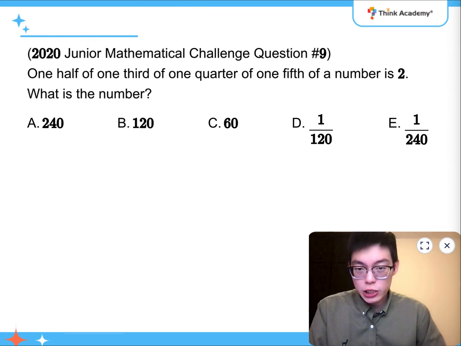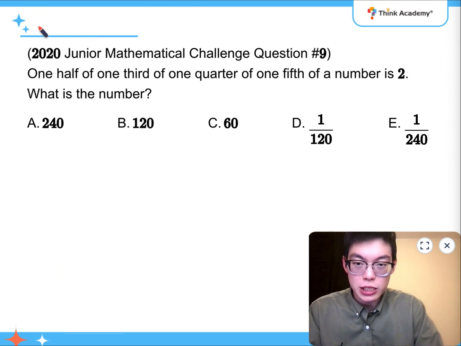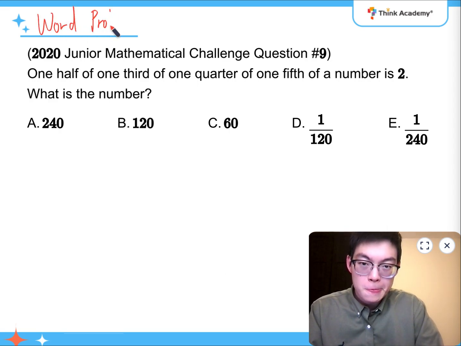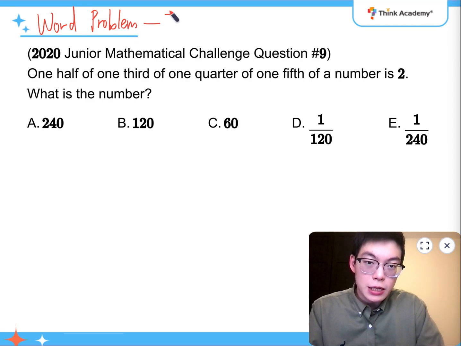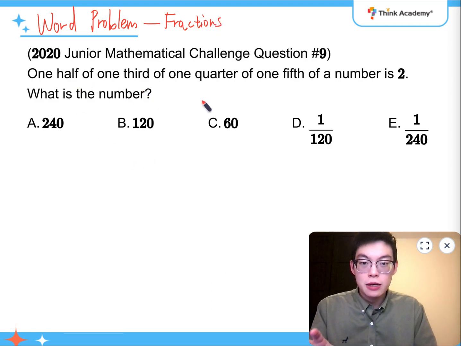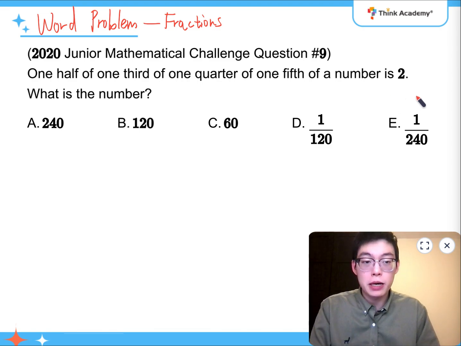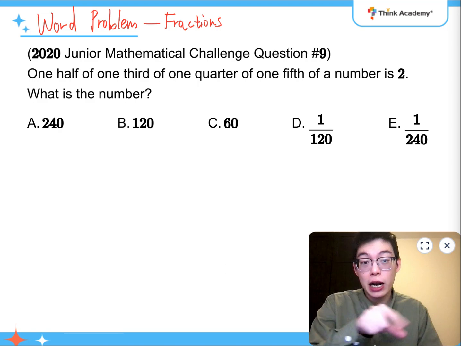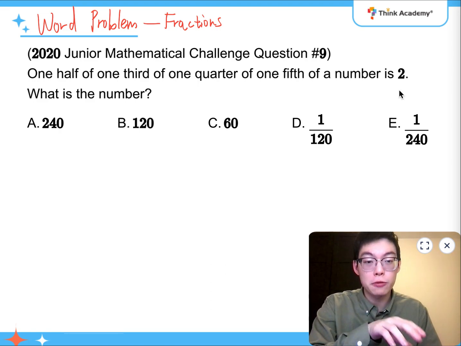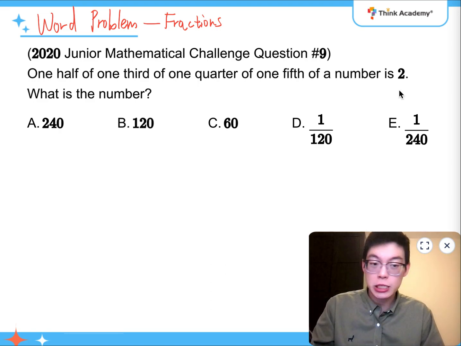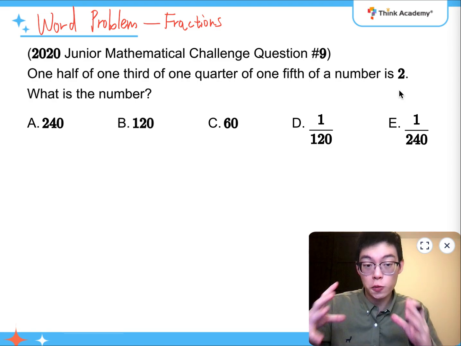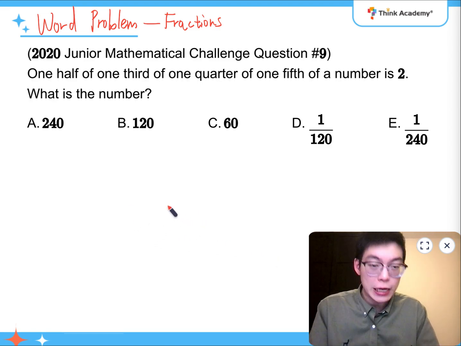And then for question 9, it is a word problem on fractions. This is a very typical type of problem. So if you know that a fraction of a number is something, if you want to revert that fraction, that number representing the fraction, back to the original whole, what you need to do is to divide it.